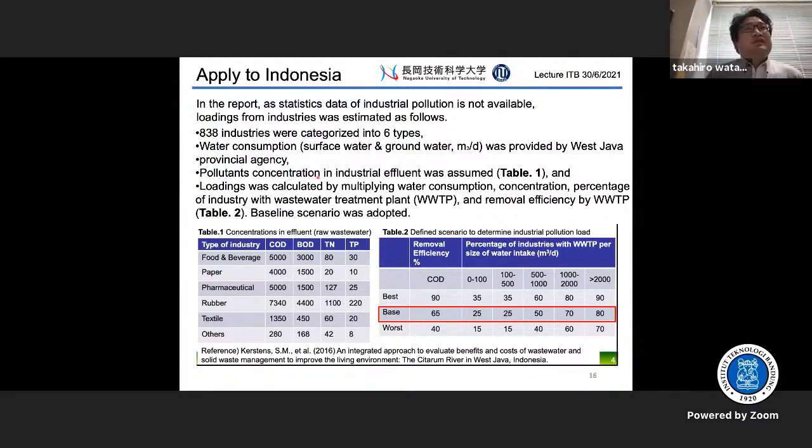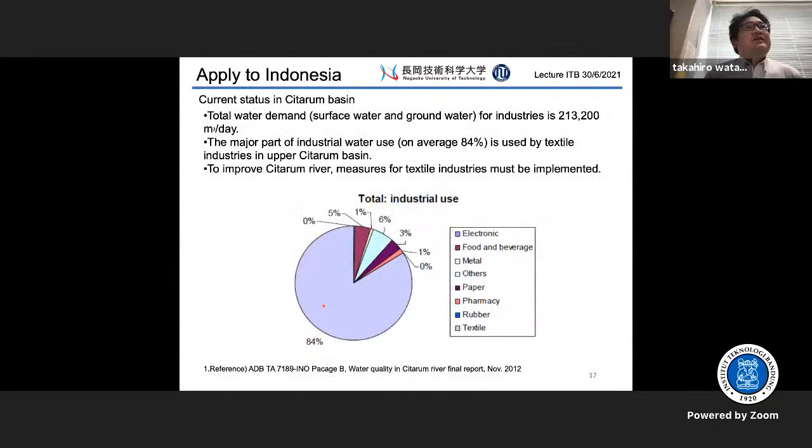Pollutant concentration in industrial effluent is assumed in Table 8. And loading was calculated by using water composition, concentration, percentage of industry with wastewater treatment, and removal efficiency by WWTP. The basic scenario was adopted. As you can see, the textile wastewater load is low compared with other wastewaters. However, the main industry in the Stream River is textile.